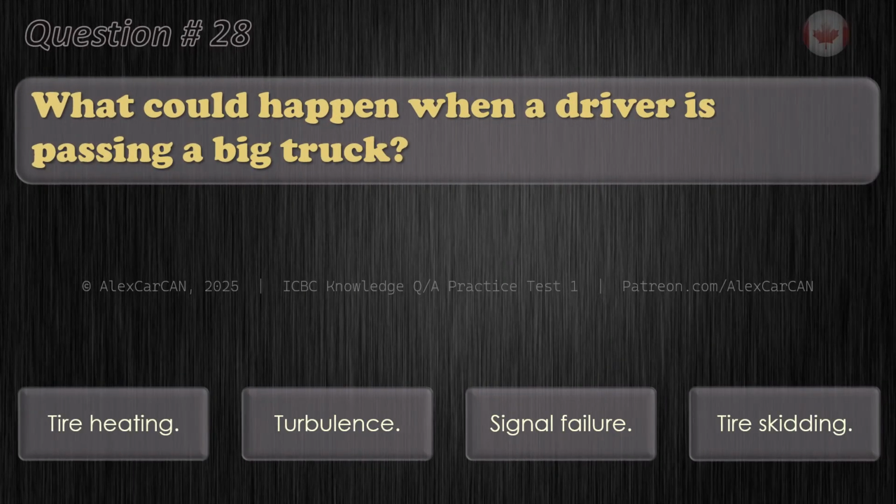Question number 28. What could happen when a driver is passing a big truck? Tire heating, turbulence, signal failure, tire skidding. The correct answer is turbulence.